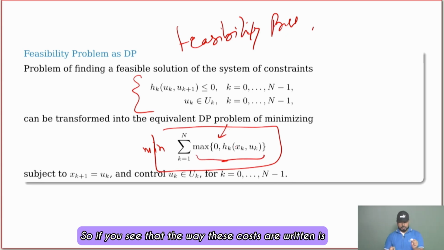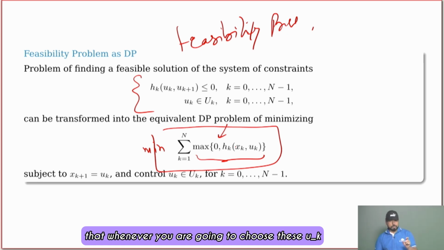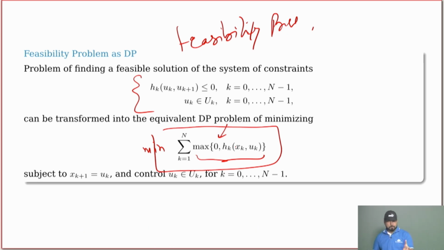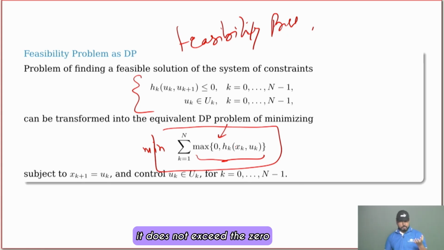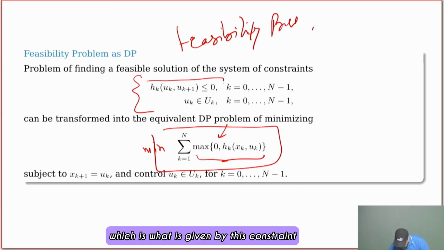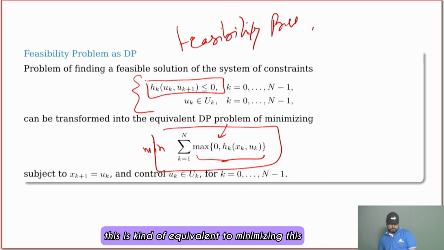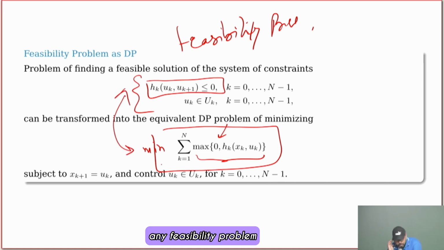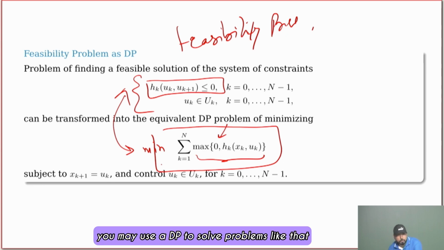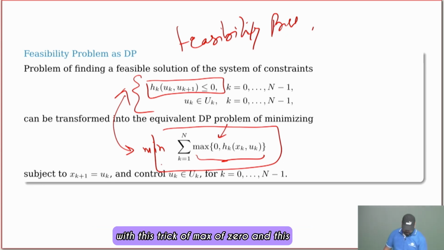The way these costs are written is that whenever you choose these uk, it should be such that it does not exceed 0, which is what is given by this constraint. This is kind of equivalent to minimizing this. So for any feasibility problem, you may use a DP to solve problems like that, with this trick of max of 0 and this.